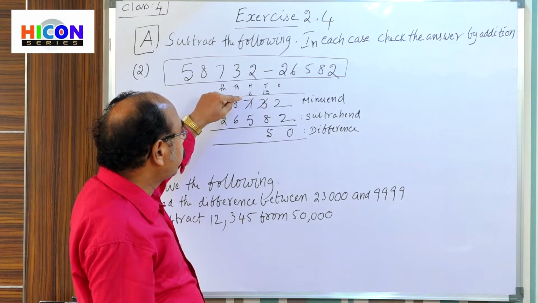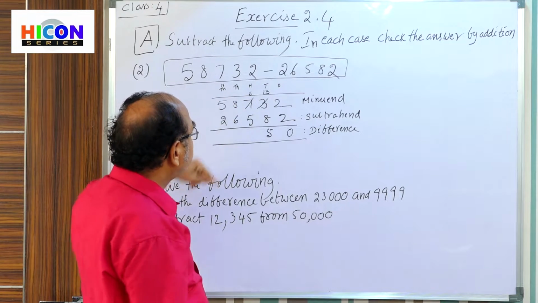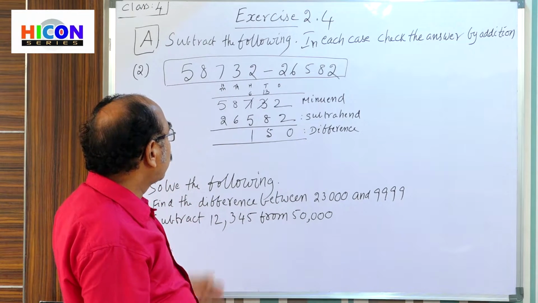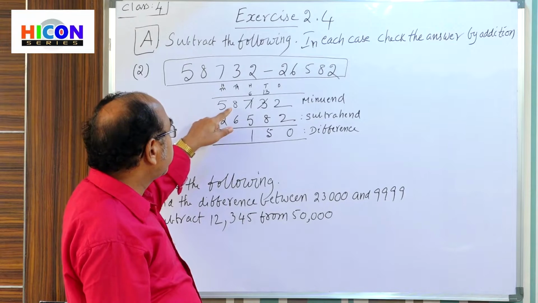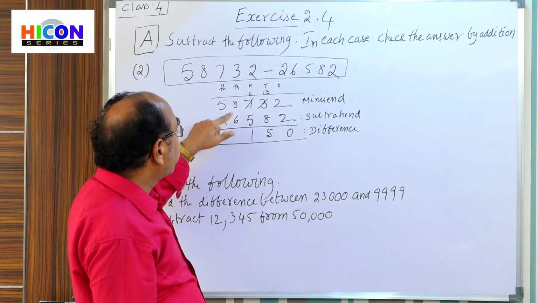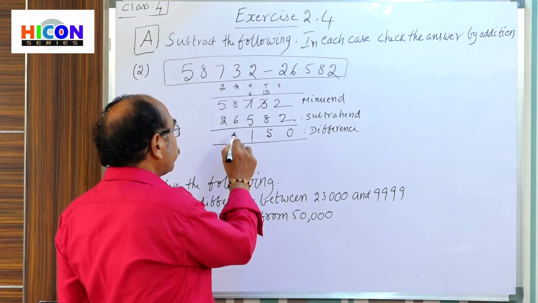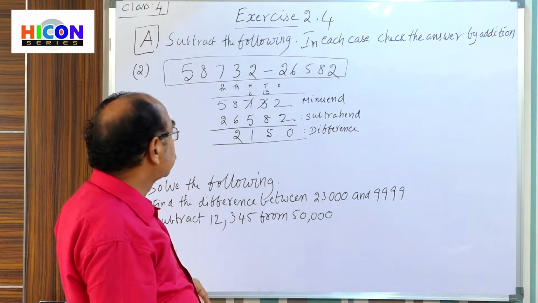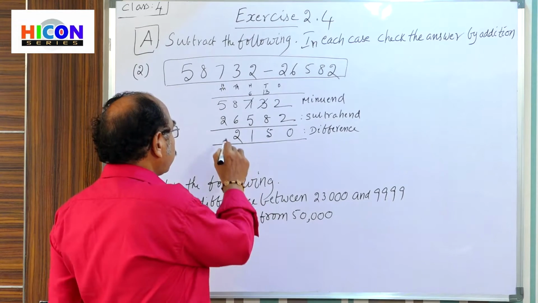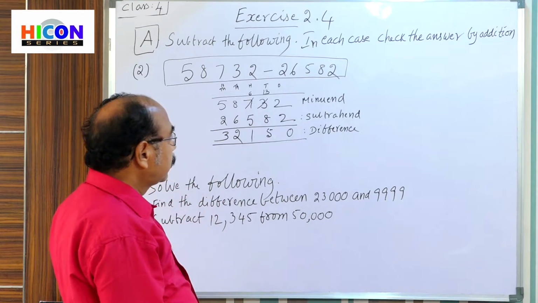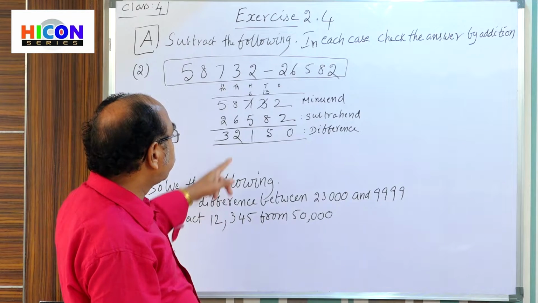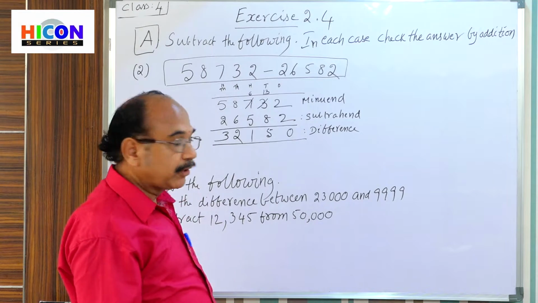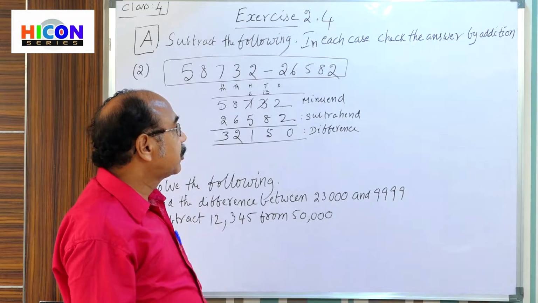Now here, come to hundreds place. Here 6 is there. 6 minus 5, 1. Now come to thousands place. Here 8, here 6. 8 minus 6, 2. Now come to 10,000s place. 5 minus 2, 3. Okay, this is the difference. 32,150. This is the difference.